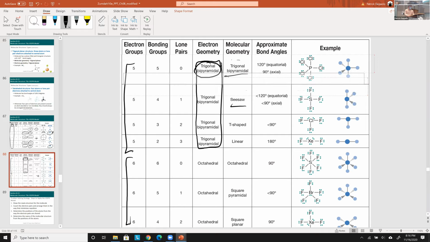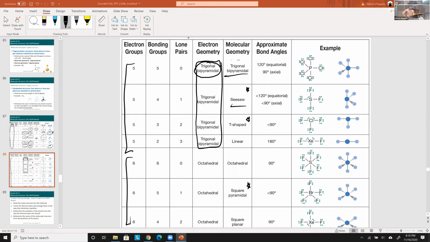So seesaw, T-shaped, and square pyramidal. You don't really see that come up too much. Square planar is fair game, but the other ones you don't really see come up too much. But okay, so that's a seesaw.